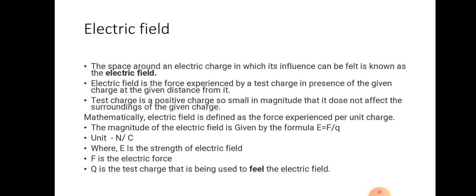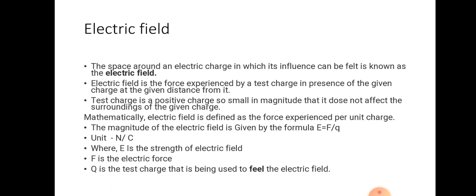So we have started with Unit 2 from the basic science, that is electricity, magnetism and semiconductors. Today we are going to learn another most important topic from the electricity, that is electric field.